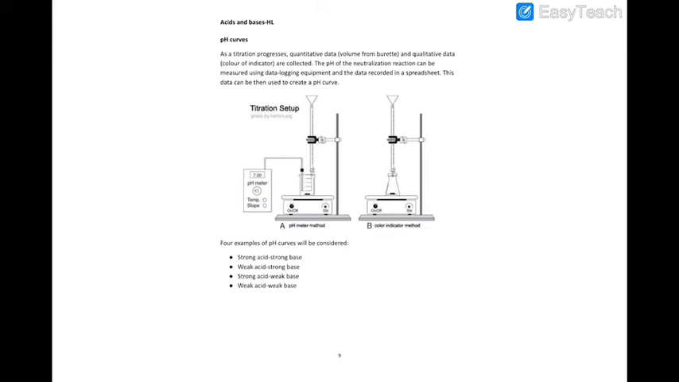Hi everyone, let's start with unit 18.3. We'll be looking at pH curves to begin with. Now, we're going to be looking at how the pH changes when we do a titration.